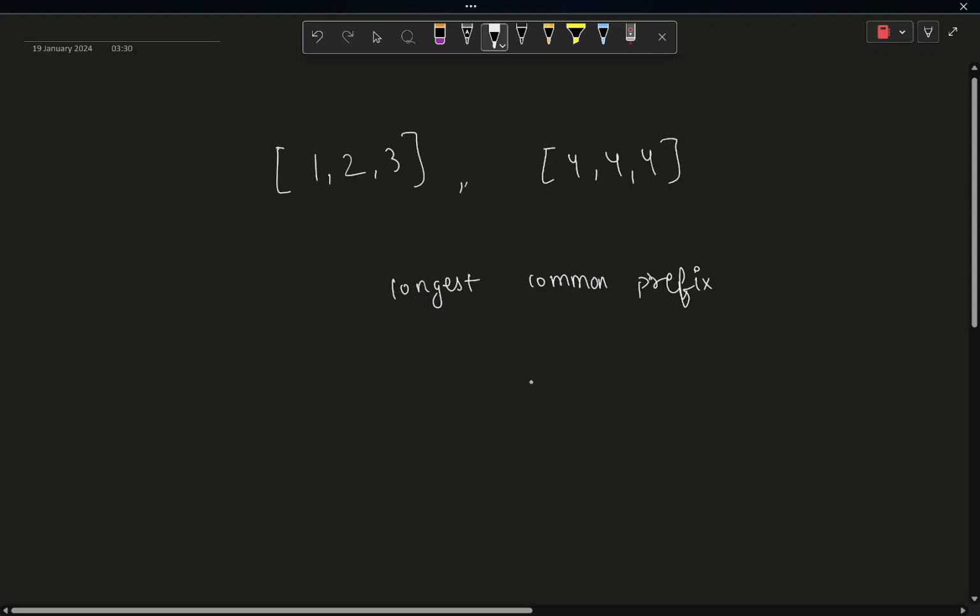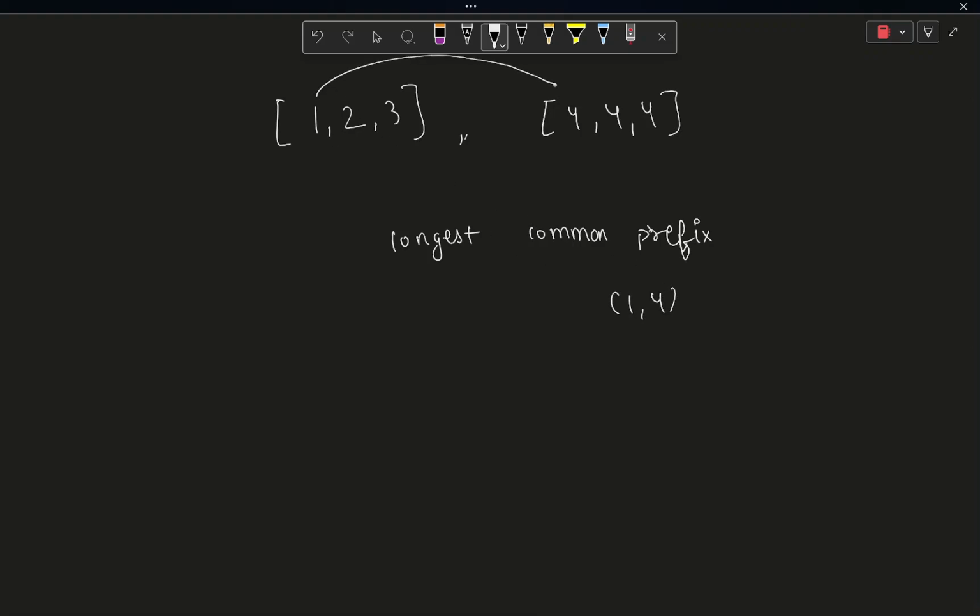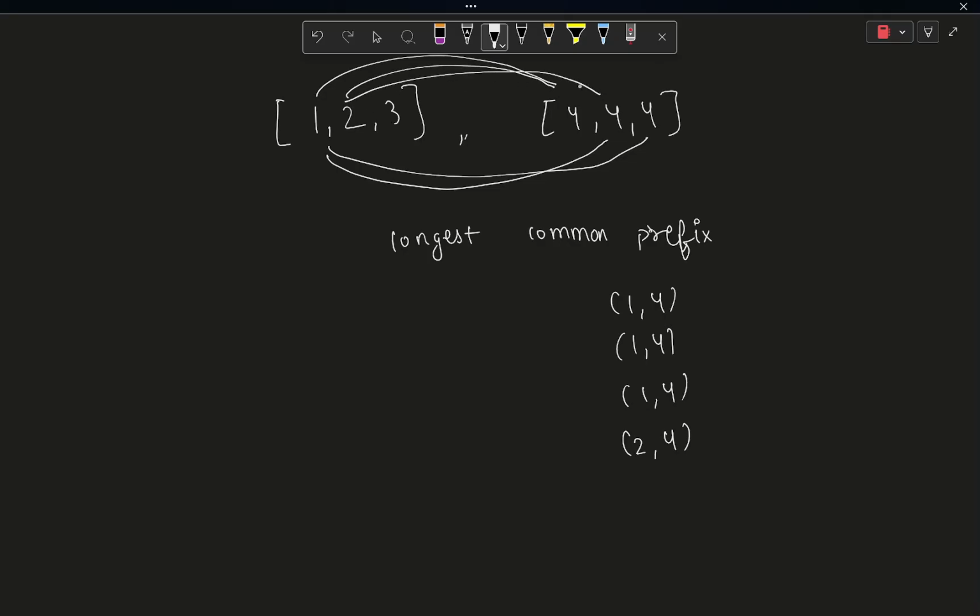Probably this would also be clear, but let me still do a dry run for you. There are 9 pairs. The first pair being 1 comma 4, this being connected to this. The second pair being 1 comma 4 again, this one being connected to the second 4, and 1 comma 4 with this one pairing up with this one. After that you will have 2 comma 4, coming up 3 times.